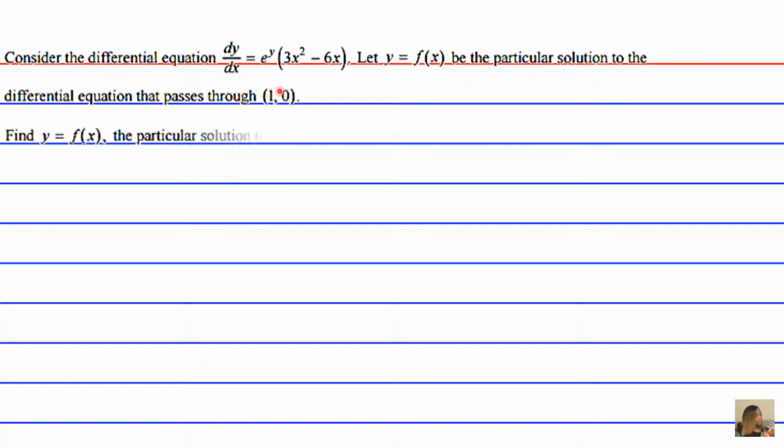All right, so this is what we have to do. We have to find y = f(x), the particular solution to the differential equation that passes through (1, 0). And this is way easier than it sounds for those of you who don't know what's going on. But for those of you who do, I'll give you a moment to write out your strategy and your solution.